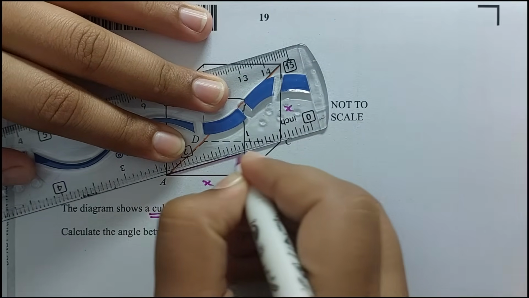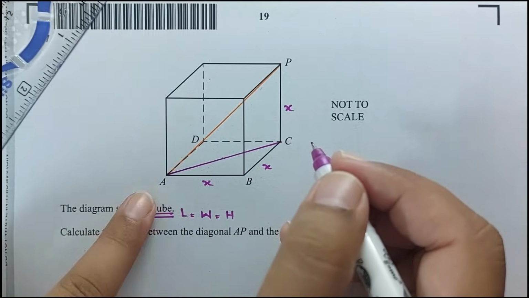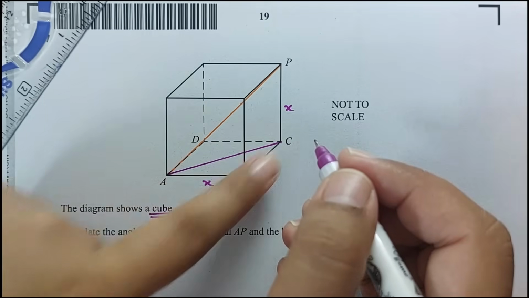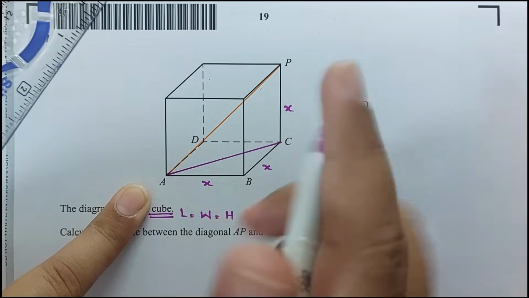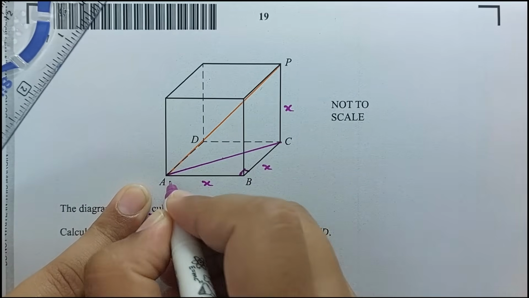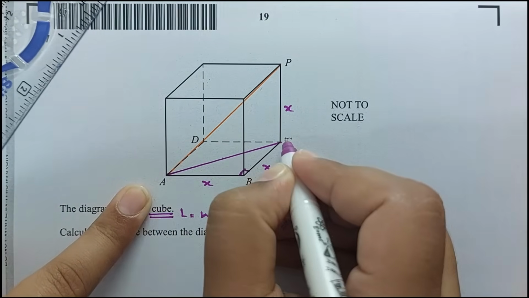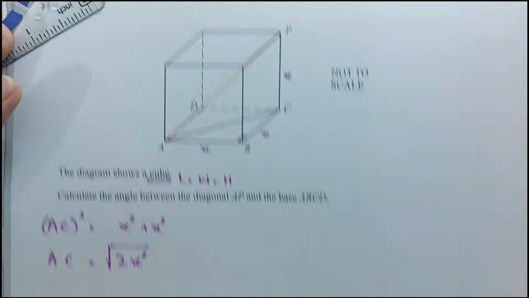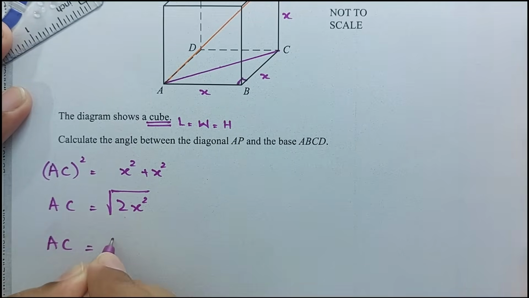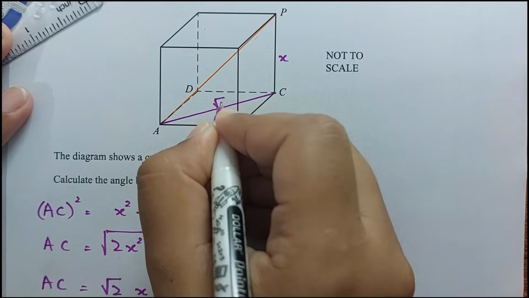So ABCD is the base. Now it is a cube, right? So the base is a square. A, B, C, D, that is a square. So this is a right angle over here. So we have this side and this side. What is the hypotenuse of the triangle? Let me figure this out. AC squared equals x squared plus x squared, that is 2x squared. AC equals the square root of 2x squared. So AC becomes root 2 with x outside. We are done with AC, which is root 2 x.